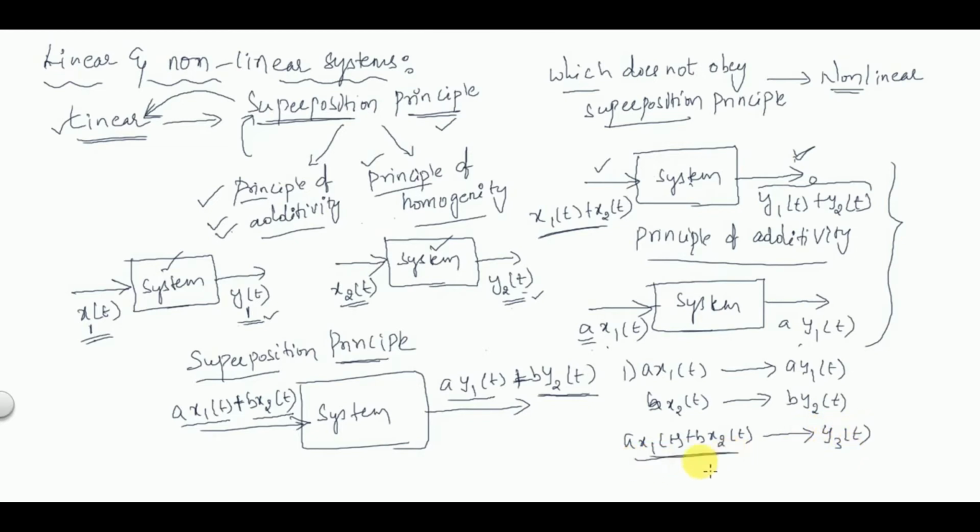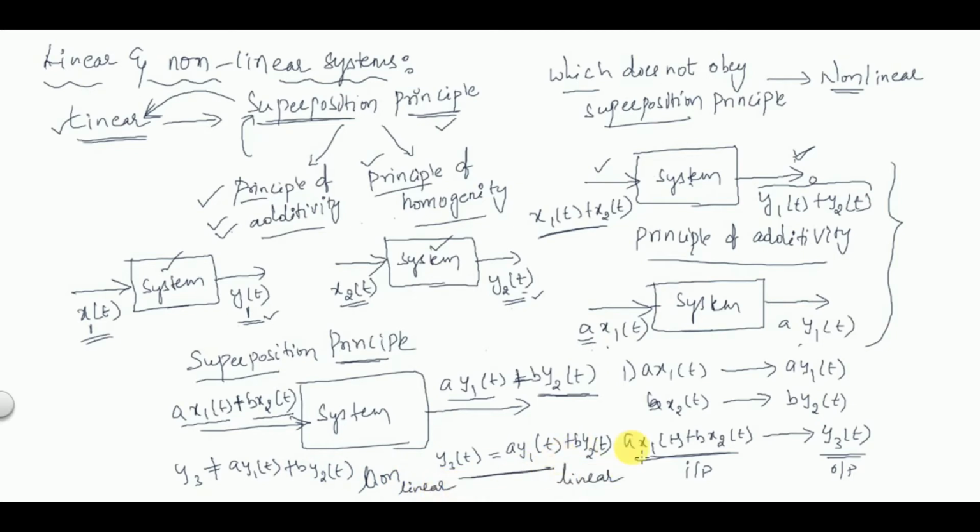If this is the input, then we will write the output as y3 of t, and what we have to check at the last is y3 of t should be equal to a into y1 of t plus b into y2 of t. If this happens, then we can say that it is a linear system. If this does not happen, that is y3 of t is not equal to a into y1 of t plus b into y2 of t, then that system is said to be a non-linear system.